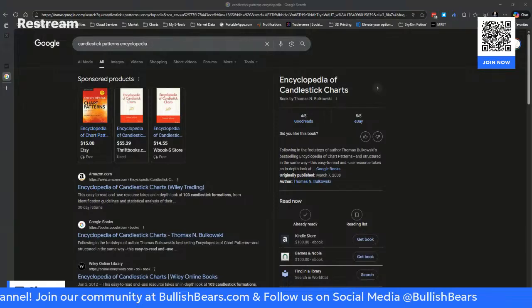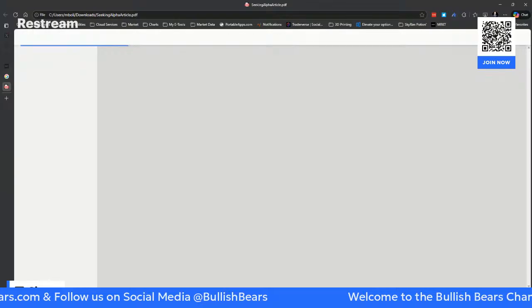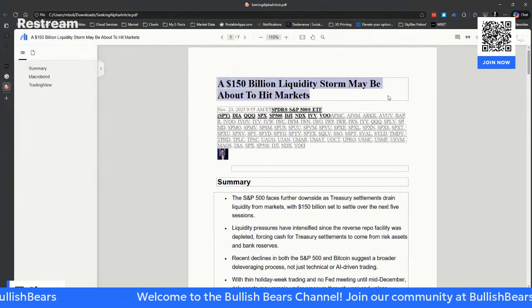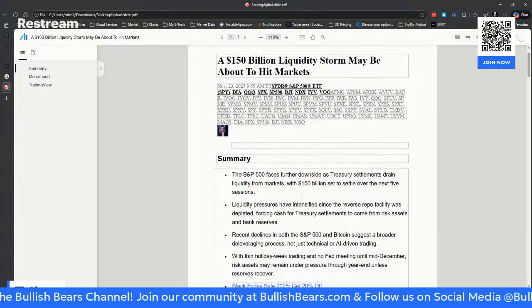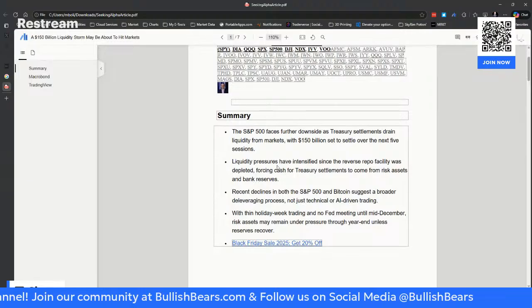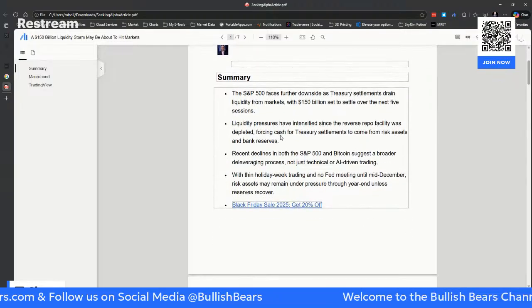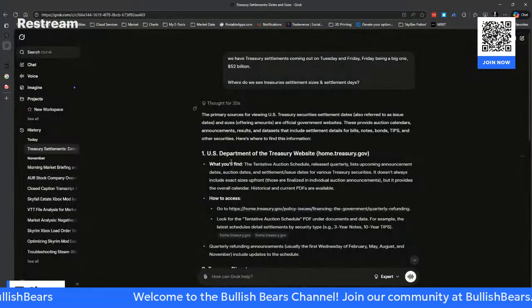So let me bring up this PDF. Oh, good, I didn't delete it. $150 billion liquidity storm may be about to hit markets. This is from 2 days ago. I got it yesterday afternoon from him, but I was already looking in this direction anyways because me and Grok were talking about it. Treasury settlements.